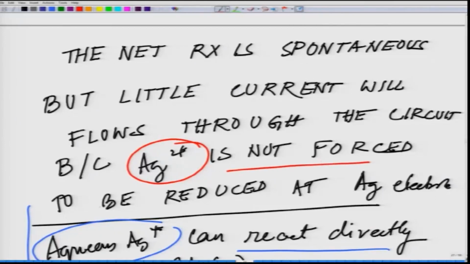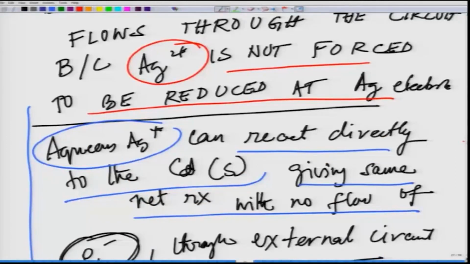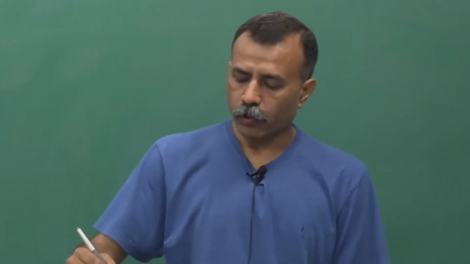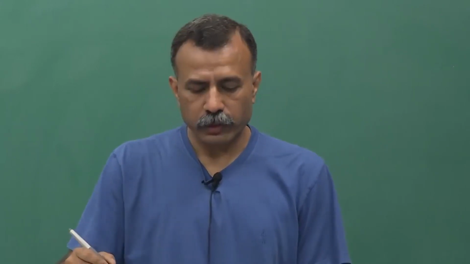Ag+ is not forced to be reduced at the Ag electrode, whereas aqueous Ag+ can react directly at the cadmium solid surface, giving the same net reaction with no flow of electrons through the external circuit. So, this was a very tricky situation. There won't be any effective work. That is the point where we talked about introducing the salt bridge.